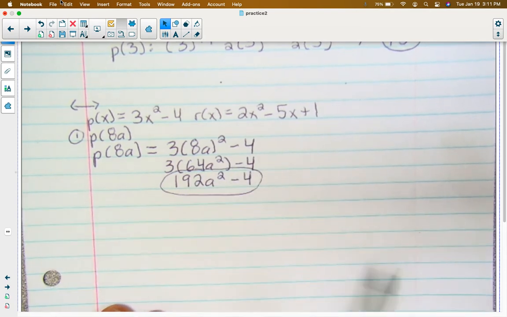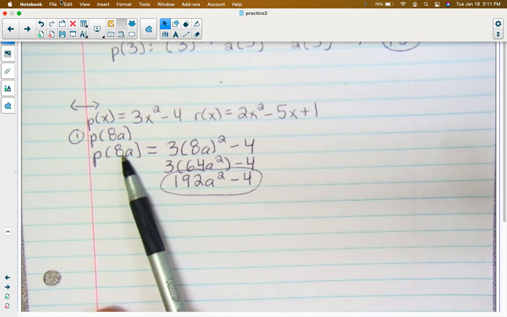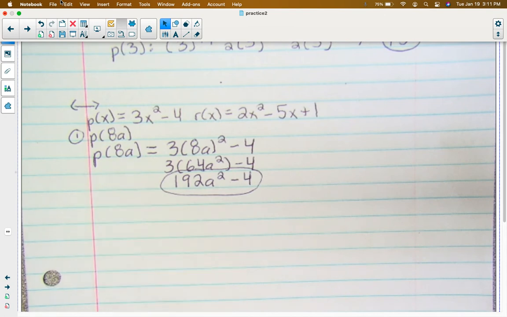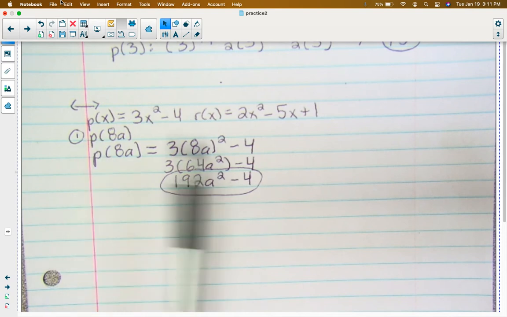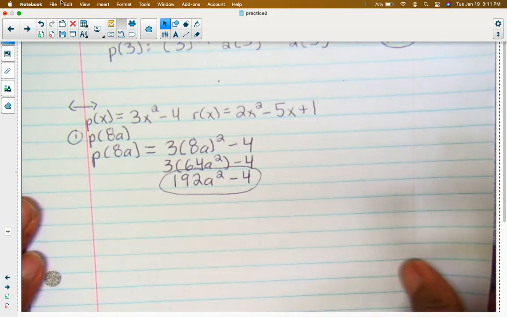So whatever is given to us in parentheses, you make a substitution and plug that into your equation. And I only use p because the problem had p. That's why I was not working with r. Let's try 2 more.